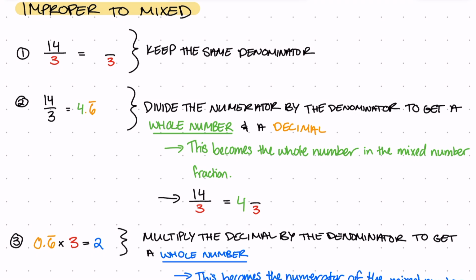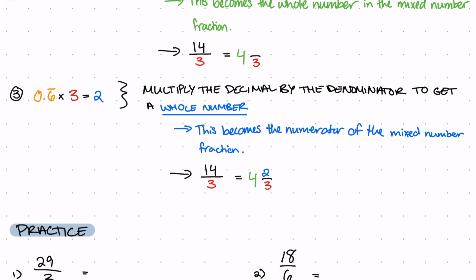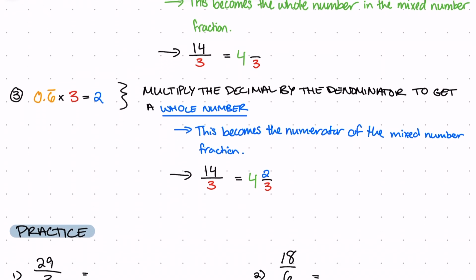So 0.66666 into infinity times 3 is going to equal 2. So that's your whole number that's going to be in the numerator. So that's going to become the numerator of the mixed number fraction. So that's how we get 14 over 3 equals 4 and 2/3. And you can double check this by quickly converting it back into an improper fraction by doing 3 times 4 is 12, plus 2 is 14 over 3.